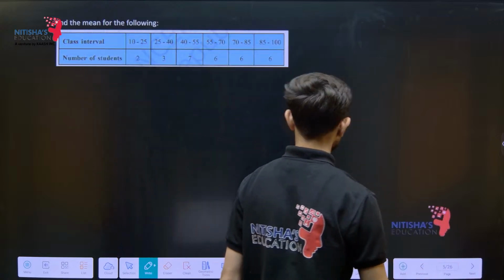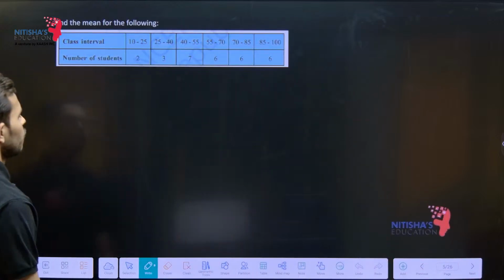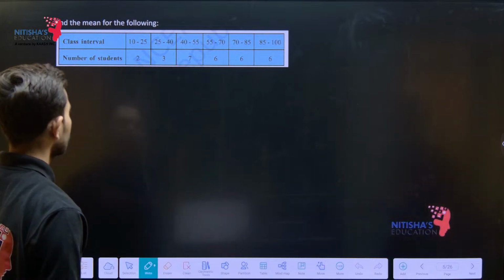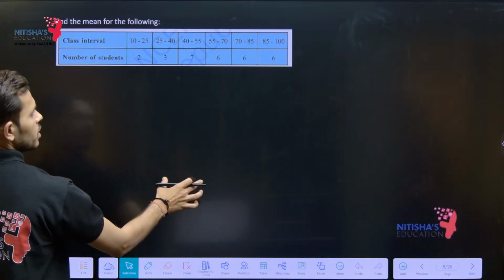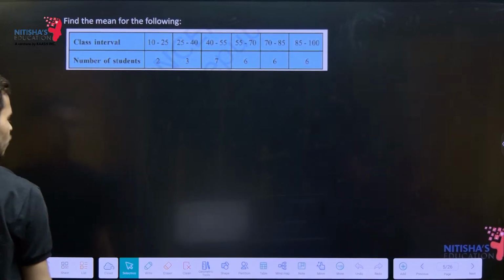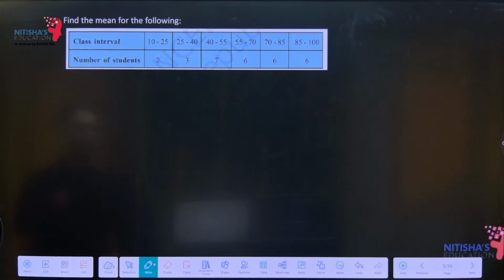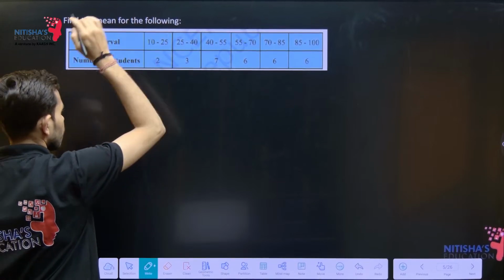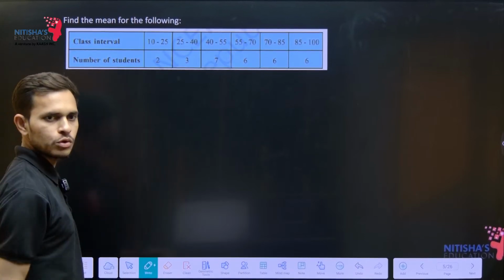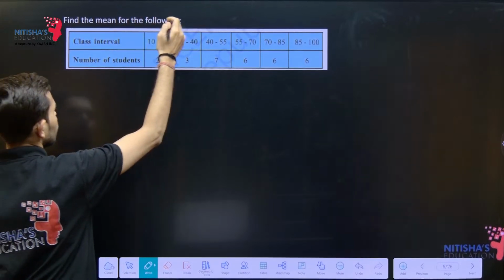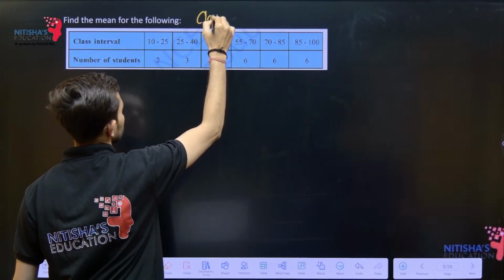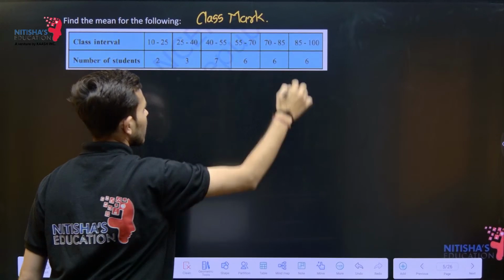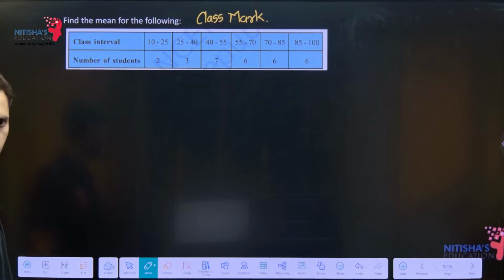Next, now we have class, we have the observation in which we have class, and we want to find the mean for the given question. So whenever we are provided with class, the first thing that you have to do is find the class mark.